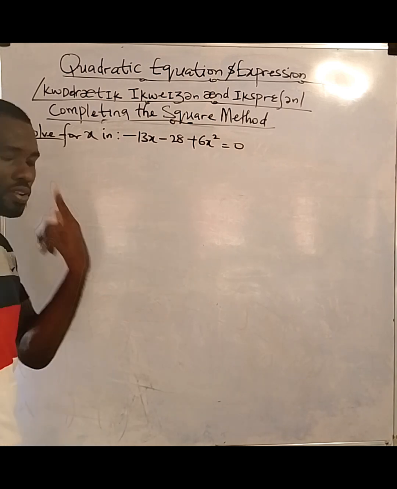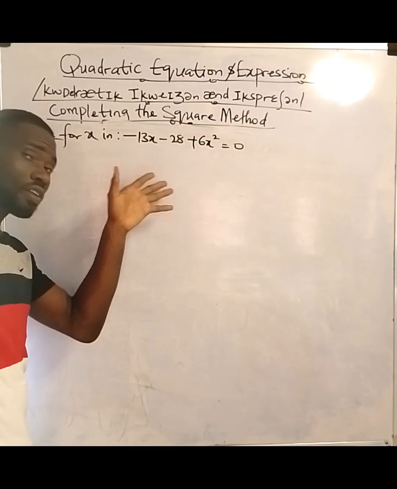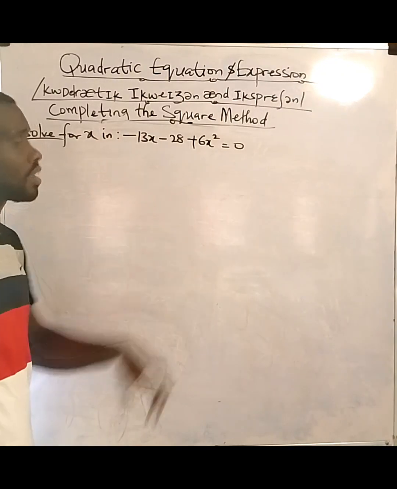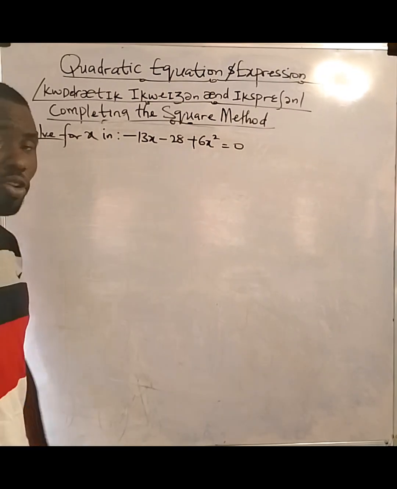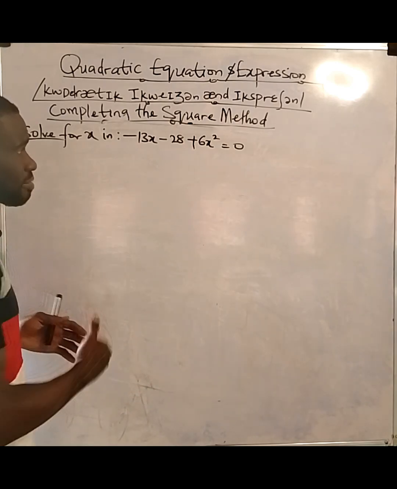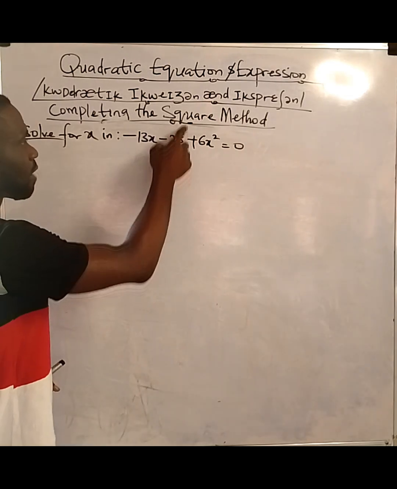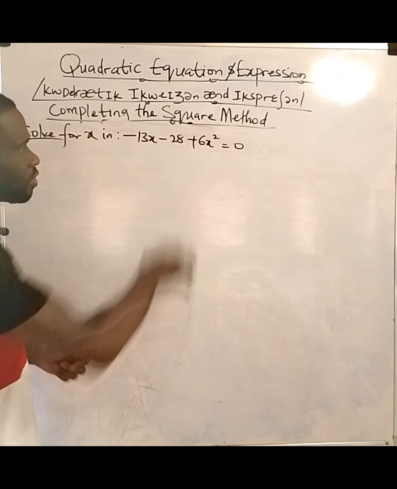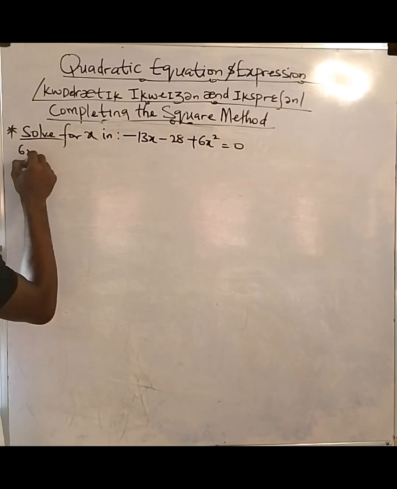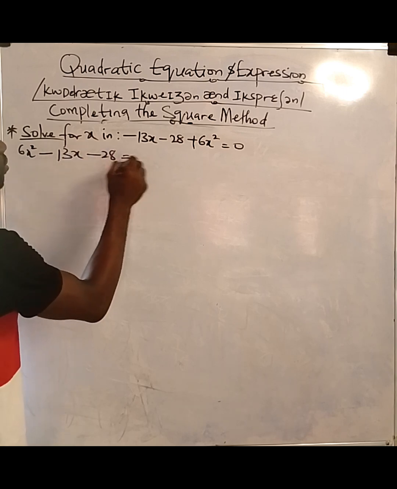Now to start with, the first thing we're going to check is whether this is quadratic or not. It's quadratic because we have the highest power as positive 2. So the first thing we're going to do is rearrange this. Don't forget it has to be from the highest power to the lowest. x is power 1, x is power 0, x squared is power 2, so it's not well laid out. So we rearrange it from x squared down to the constant: 6x squared minus 13x minus 28 equals 0.